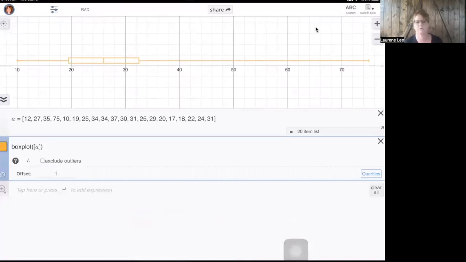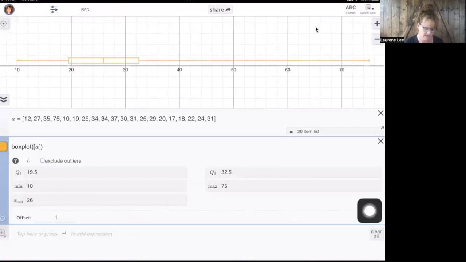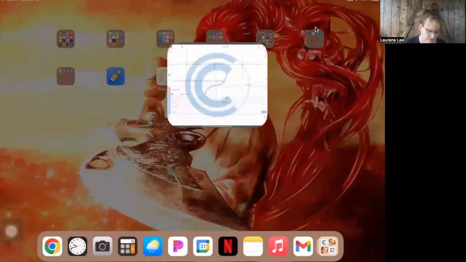If you want the numbers for this box plot, you're going to come over here and hit this quartiles button, and it's going to give you your 5-number summary. So you've got quartile 1, quartile 3, here's your min, your max, and your median. If you need to write those down, you're going to want to graph those accurately. Okay, so let's do this. So our min is 10 and our quartile 1 is 19.5.